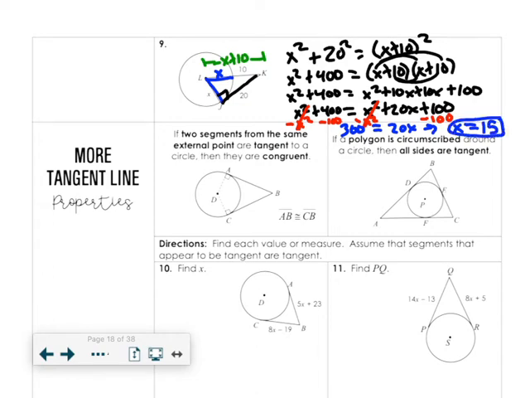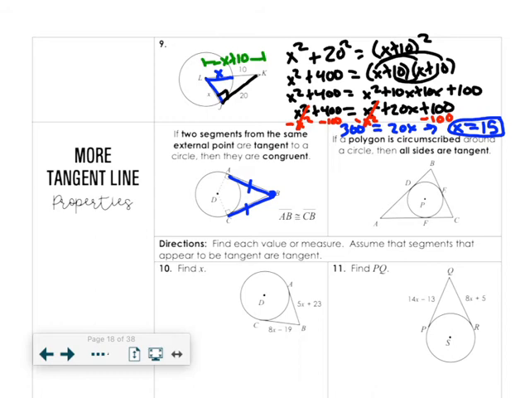Okay, the hard part up there was that green step, realizing that hypotenuse is really x plus 10. All right, a couple other things about tangent lines and their properties. If there's two tangent lines that come from the same point on the outside, they're going to have to be congruent. This piece will have to equal this piece.